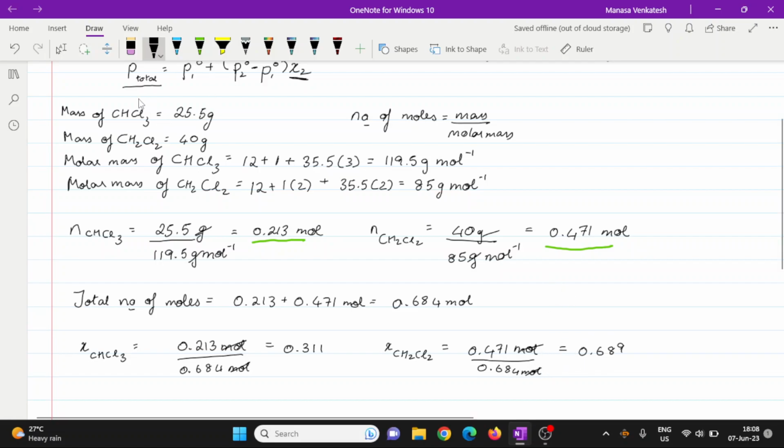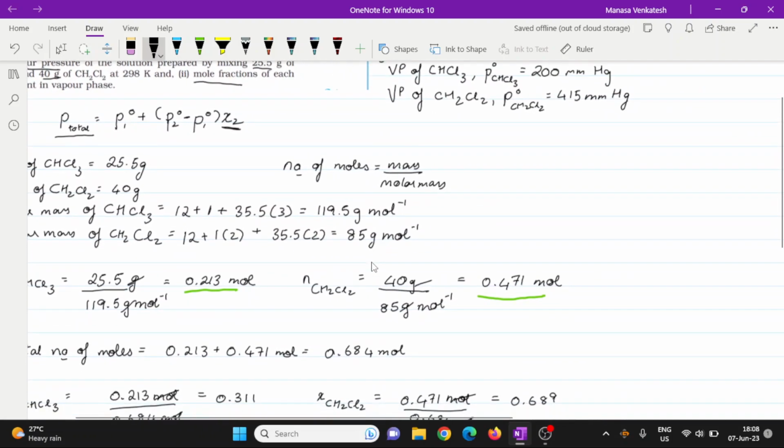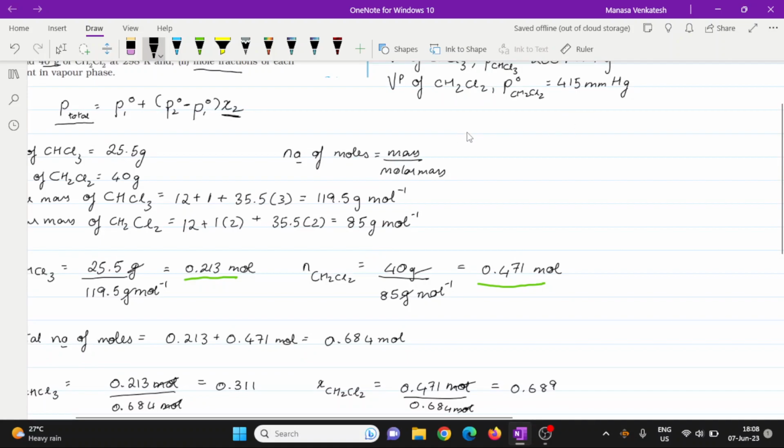Now we just need to use this particular equation in the right manner for us to get the values. So I'm going to quickly add the values of the mole fractions over here. So X of CH₂Cl₂ will be equal to 0.689, and X of CHCl₃, I keep making that mistake. Okay, CHCl₃ is equal to 0.311. So we have all of these values.